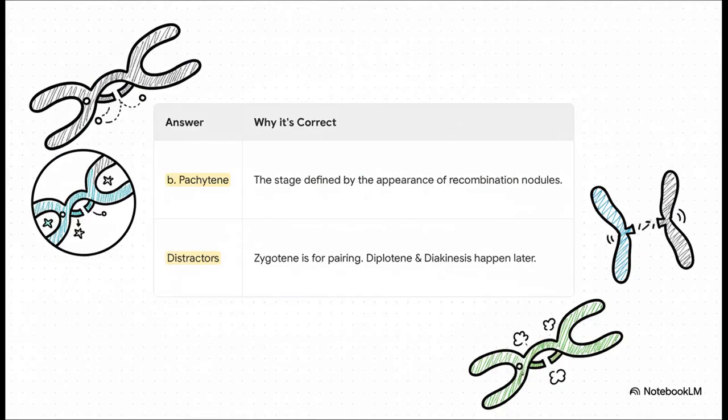And the correct answer is B, Pachytene. If you got that, awesome. Why? Because the appearance of recombination nodules is the defining feature of this stage. It's what Pachytene is all about. Remember, zygotene is when they pair up, and diplotene and diakinesis are when they start to separate later on. But the nodules, the sites for the swap, they show up right in Pachytene.